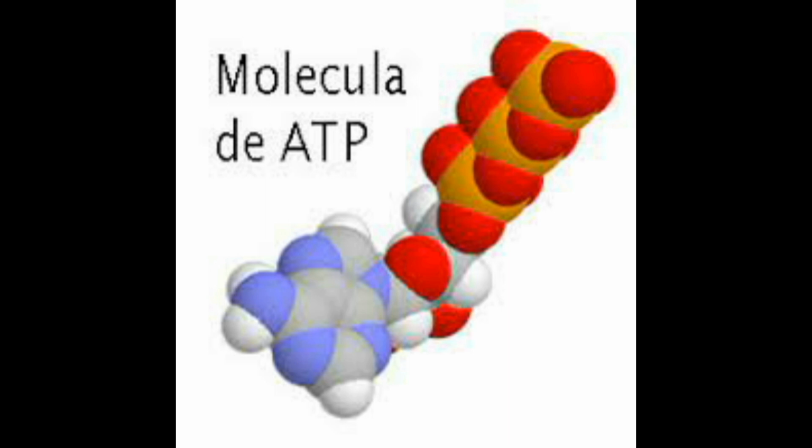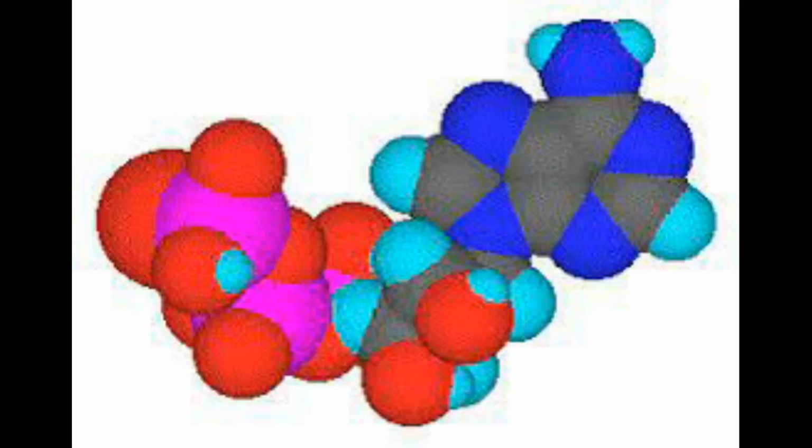The most important energy carrier is ATP, that is adenosine triphosphate. It carries energy in the two terminal phosphate bonds. The formation of these bonds requires a large amount of energy because they are formed against a force of repulsion between similarly charged radicals, that is P and P.